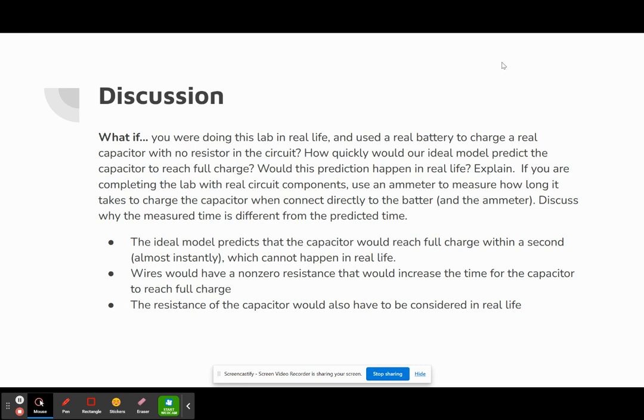And then if we were to do this lab in real life and used a real battery to charge a real capacitor with no resistor in the circuit, how quickly would our ideal model predict the capacitor to reach full charge? And will this prediction happen in real life?